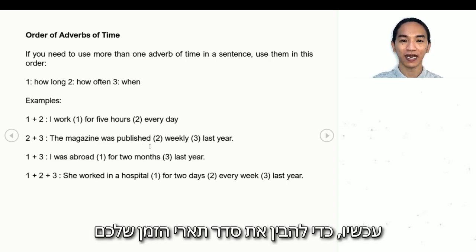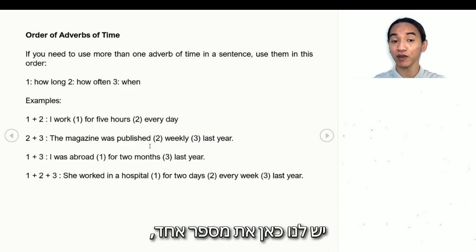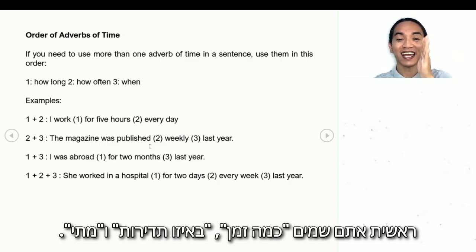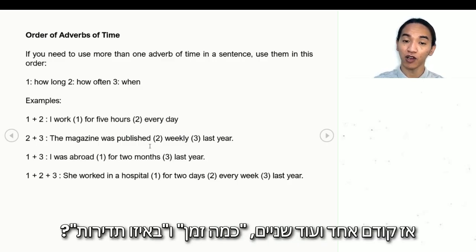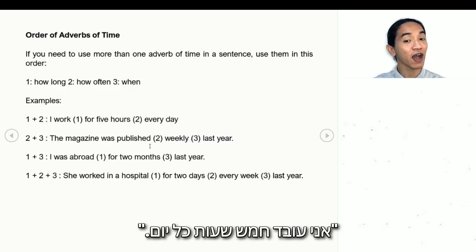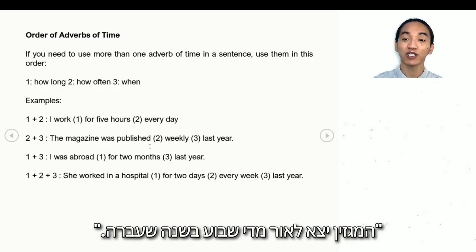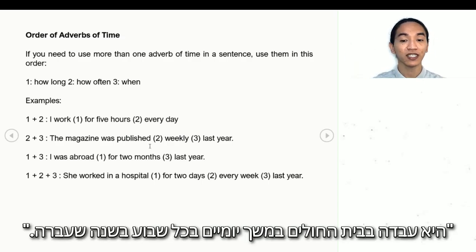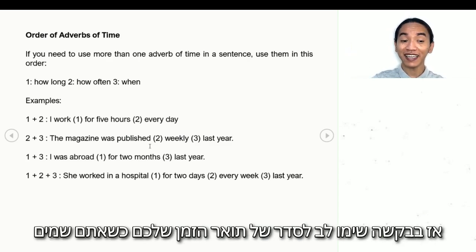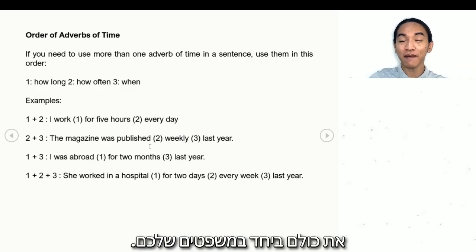All right. Now, to understand the order of your adverbs of time, first you put how long, then how often, and then when. So that is your positioning. So first, 1 plus 2, how long and how often: I work for 5 hours every day. The magazine was published weekly last year. I was abroad for 2 months last year. And in combination of the three: she worked in the hospital for 2 days every week last year. Okay, so please take note of the order of your adverbs of time when you are putting them all together in your sentences.